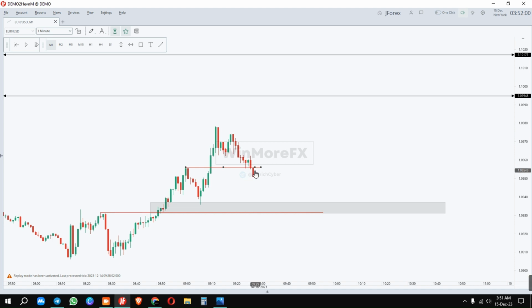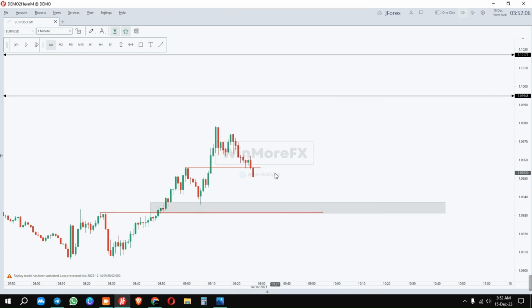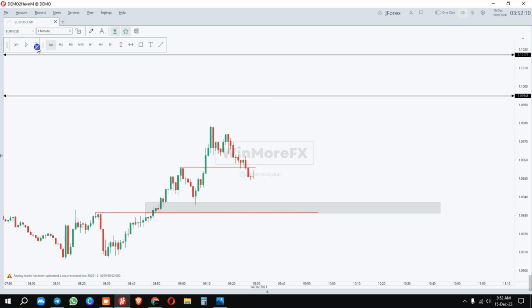At this moment, I asked the mentorship to place a buy. I said buy now, Euro USD. So this is our first target, and this is our fourth target.